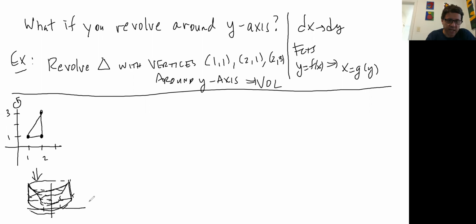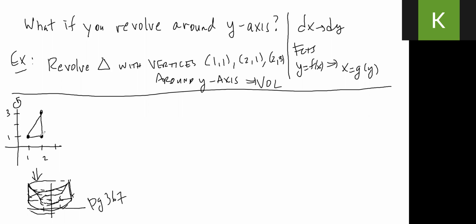If that's hard to see, this is on page 367. I might be able to just pull that up. But you can also do that as well. This is the example from page 367. That, what do you call that? Some kind of like stadium or something. Anyway.